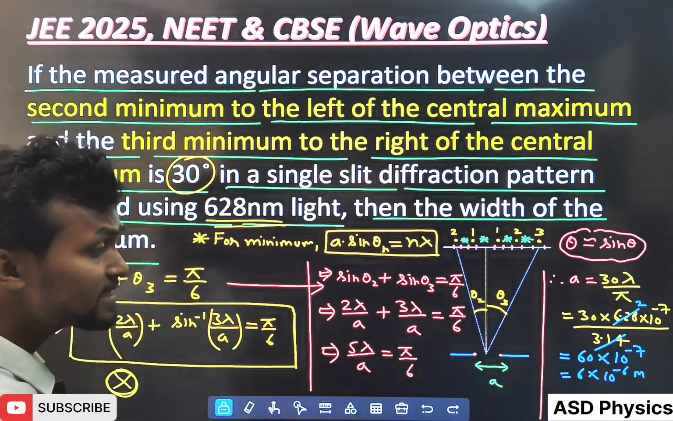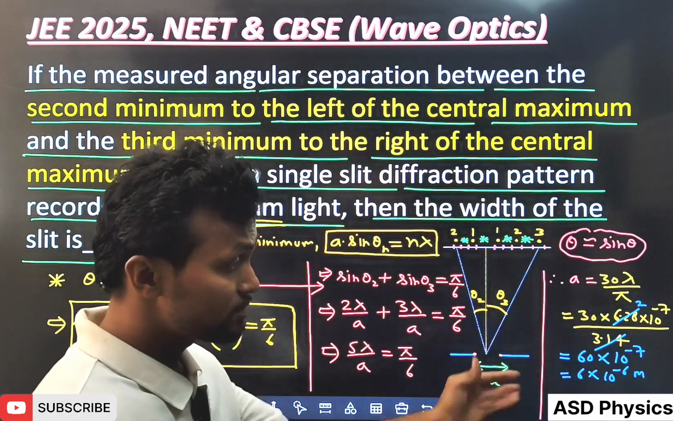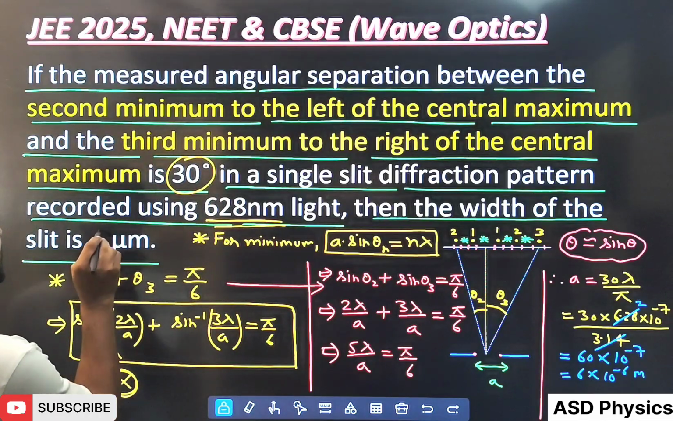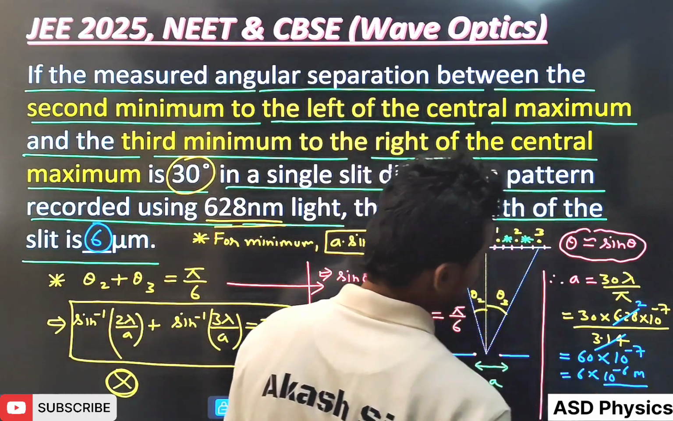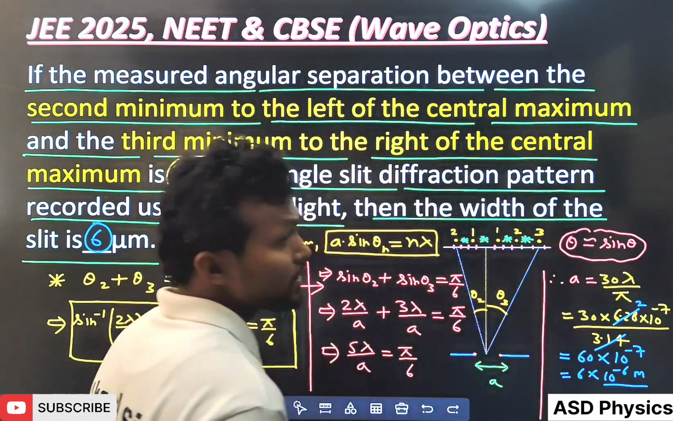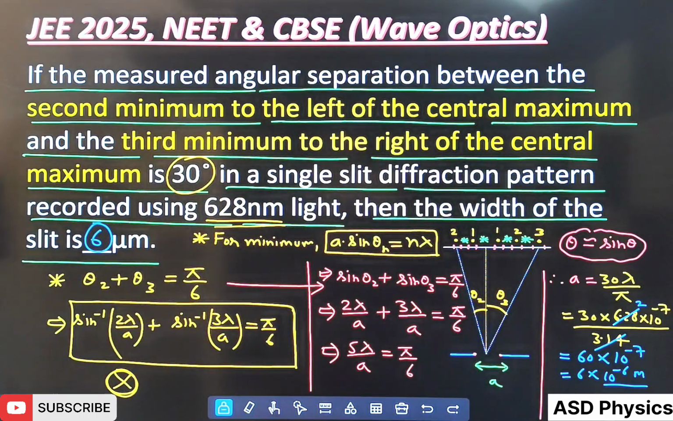So 6 into 10 to the power minus 6 meter means it will become 6 micrometer, because 10 to the power minus 6 meter is a micrometer. I hope this is very clear here.